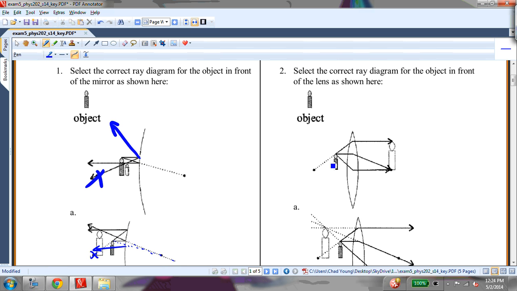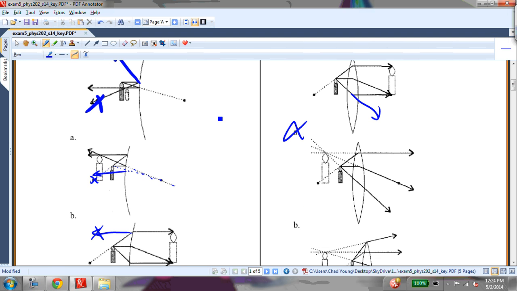Here I have a convex lens. Here it is through the focal point, parallel to the axis through the focal point. And then this should actually go straight, so that one's not the right answer. Here we go up through the focal point, parallel to the axis through the focal point, and then through the center of the lens. And then you trace them all back so that they cross, and so that is the correct one.